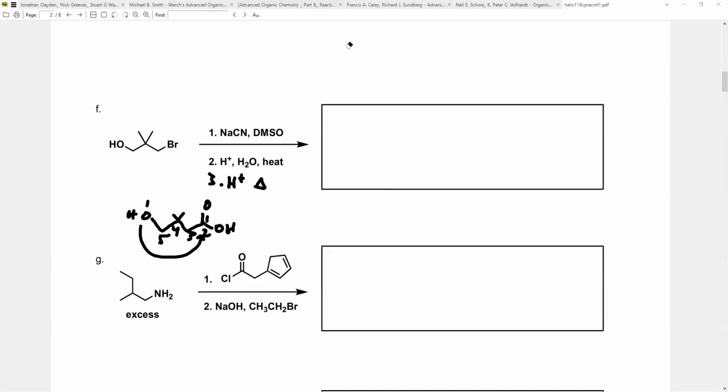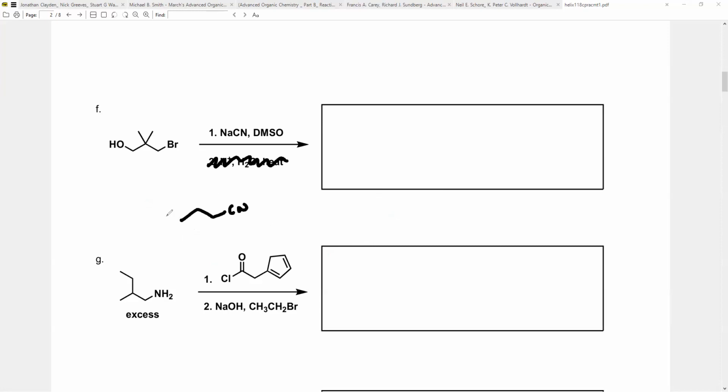Instead of doing a nitrile hydrolysis, you could have done a Grignard or something. So CN, and then add in MgBr. In this case, that'll give us the ketone.